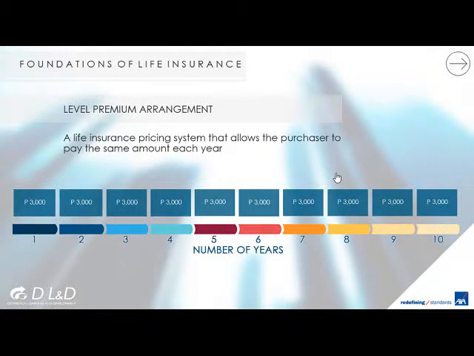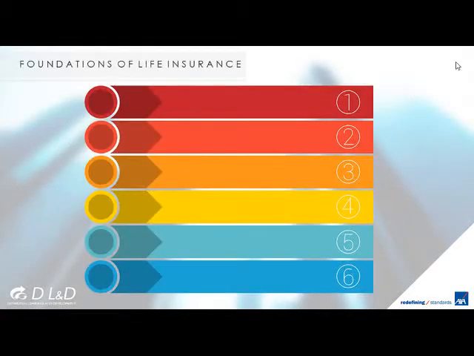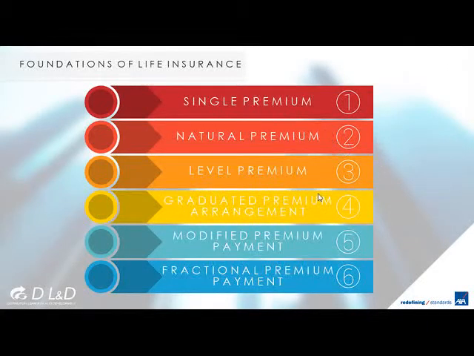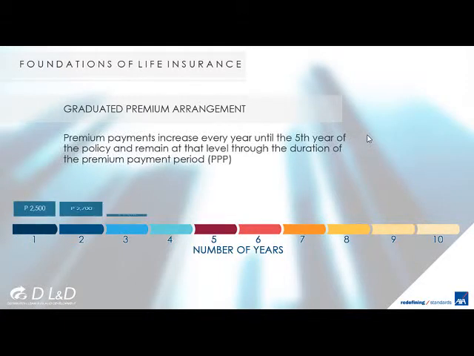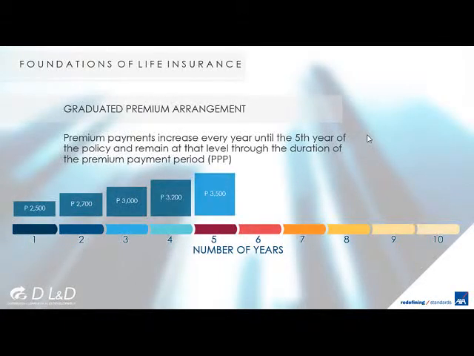Click on a tab to show the types of premiums. Modified premium arrangement. Premium payments only increase on the 5th year of the policy and remain at that level through the duration of the premium payment period.